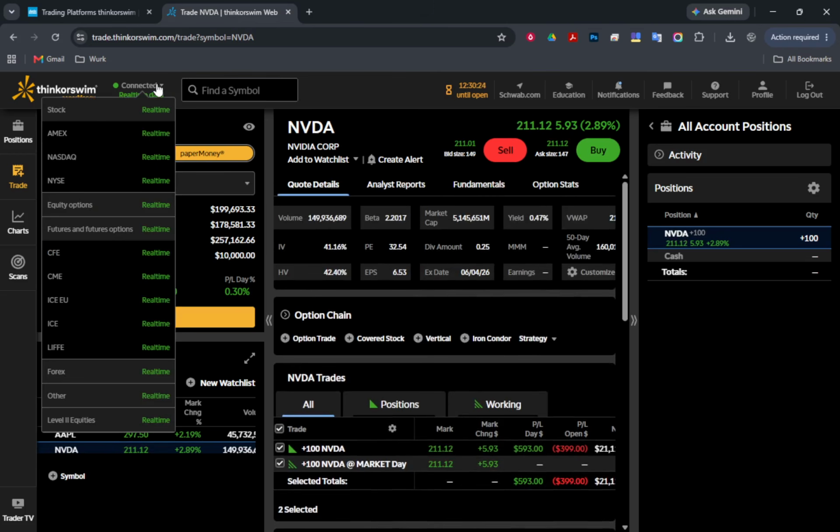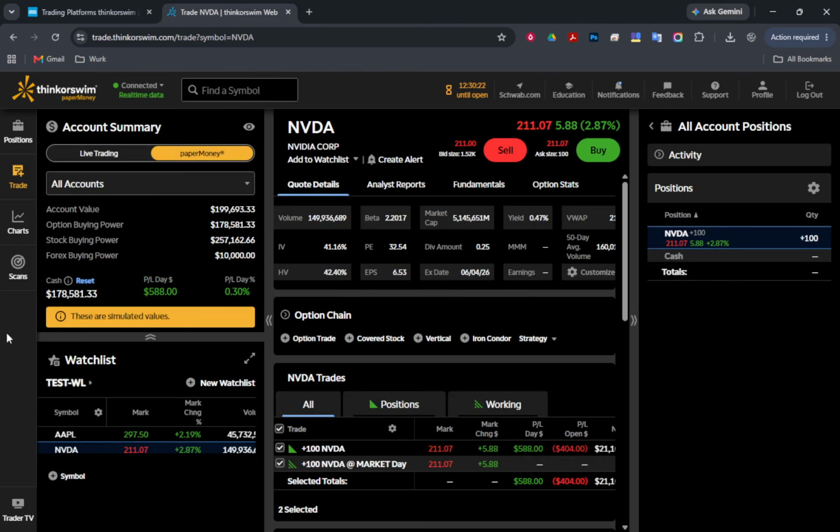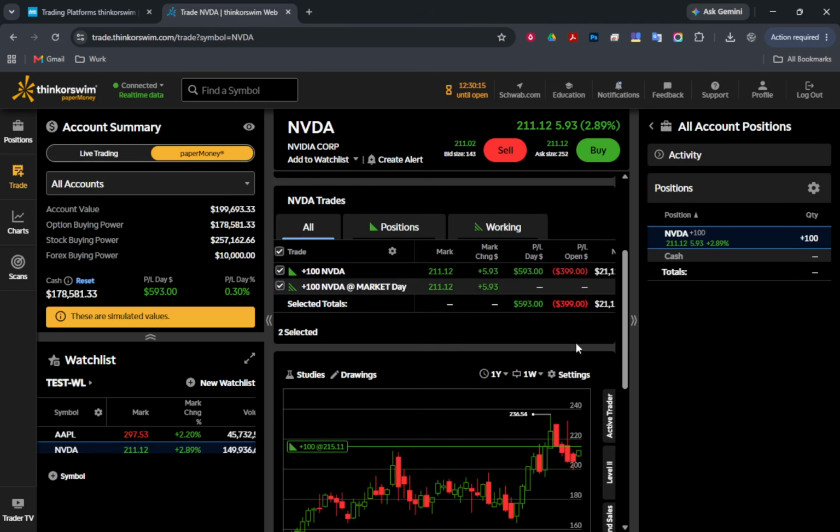It's important to remember that paper trading does not involve real money. The fills and prices you see are simulated and do not represent exact real market execution. This platform is best used for learning how to use the tools, practicing different order types, and testing strategies, though it may not offer perfect accuracy.